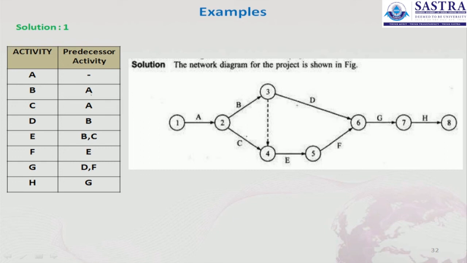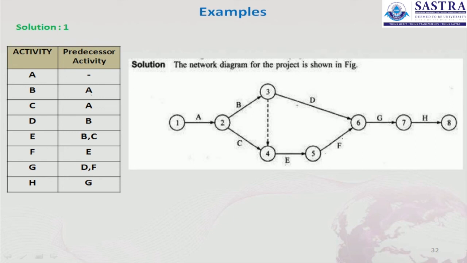E must follow B and C, but B goes to D and C goes to E. That is right, but E must follow both B and C. So in this network we have to draw a dummy activity, a dotted activity from B through to E, so that E follows B and C. And the next activity after E is F. F must follow E, so that is how F is drawn.